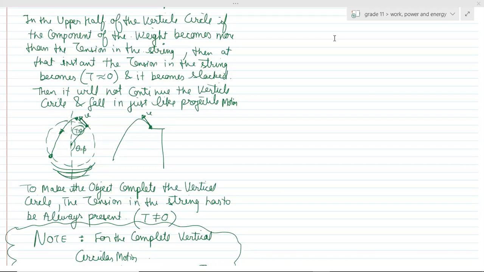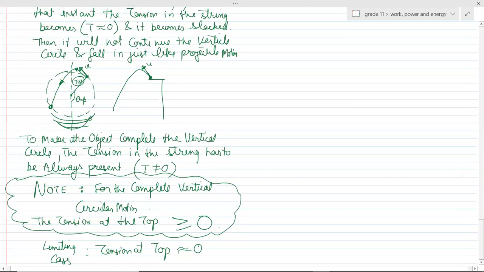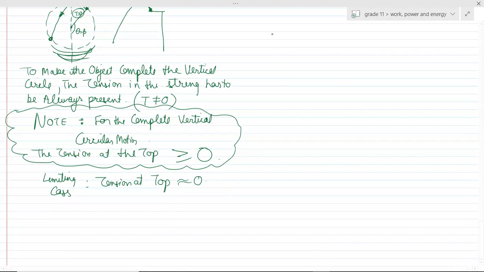Done, guys. So the last para. Don't worry, we'll study all these cases, with what velocity it will go up and all. So, done.